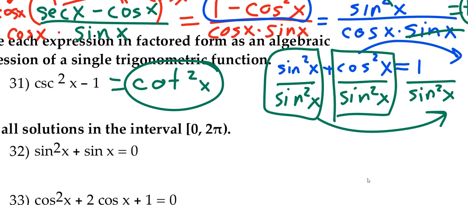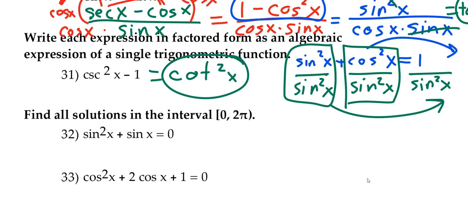That was so convenient that we had the Pythagorean identity written out for us. Some of these things just work out, folks.